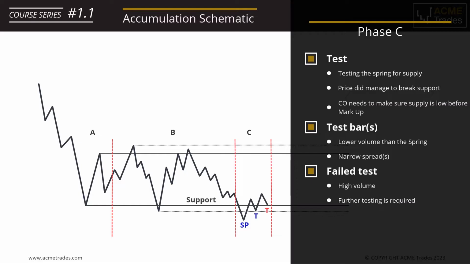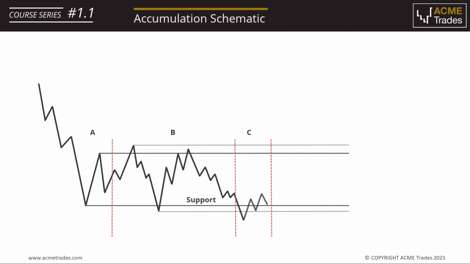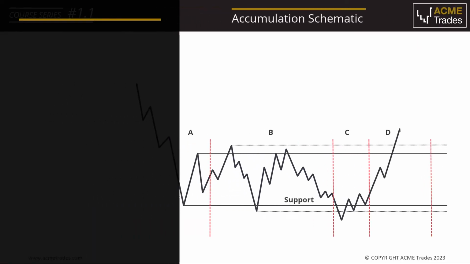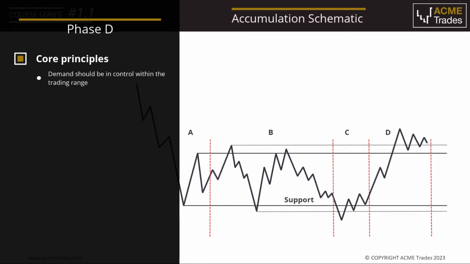Now, phase C does come with some slightly different textures and looks. For example, if phase B has been efficient and has mopped up supply, phase C may not spring. And this can make phase C a little bit more difficult to identify. To phase D, here within accumulation. In the simplest terms, demand should now be in control within the trading range.